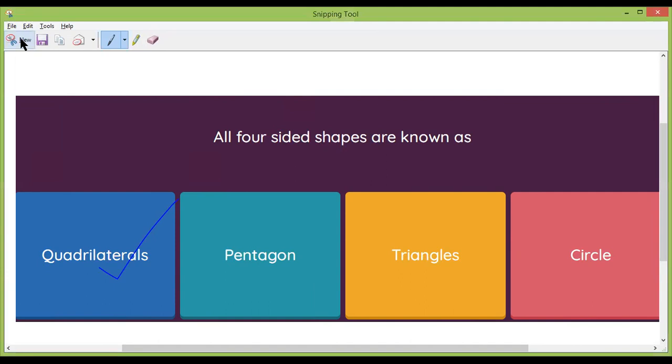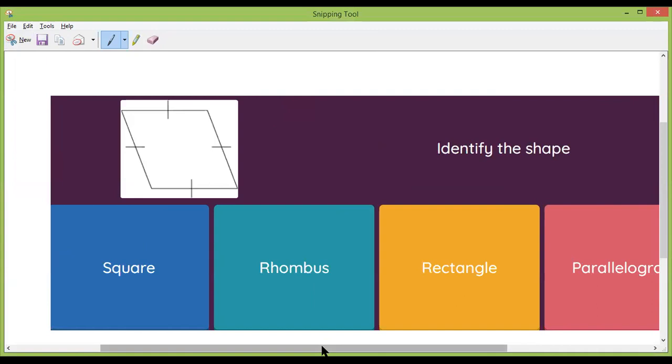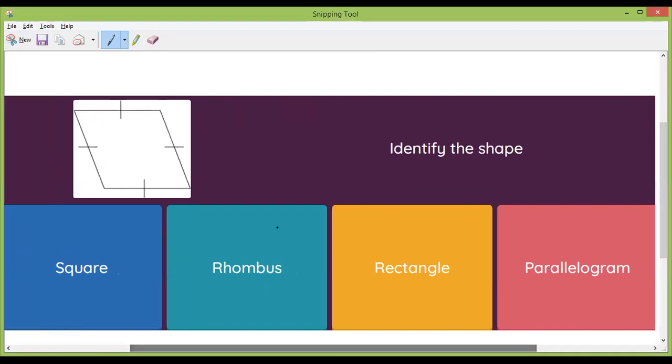Okay, all sides are equal. So we know that a square has all sides equal, but look at the angles carefully. Are all the angles 90 degrees? No, that's not. So it's a rhombus, right? All sides are equal, but the angles are not 90 degrees. So that's a rhombus.